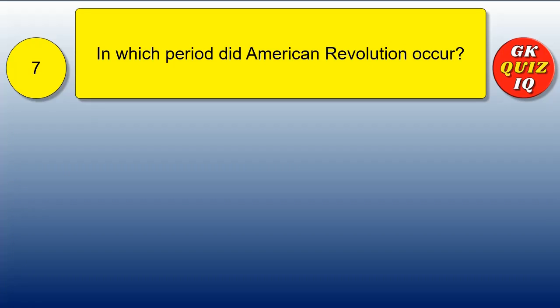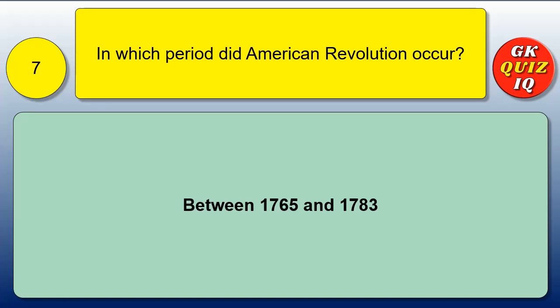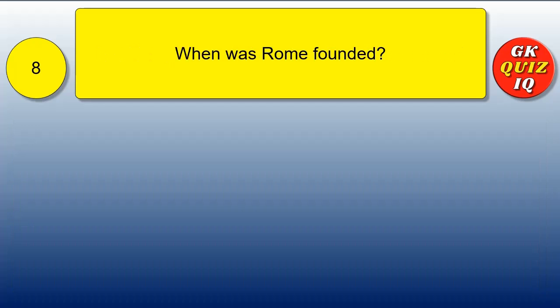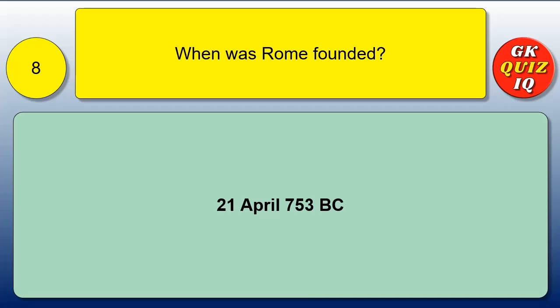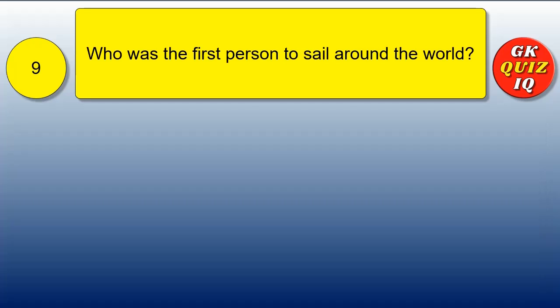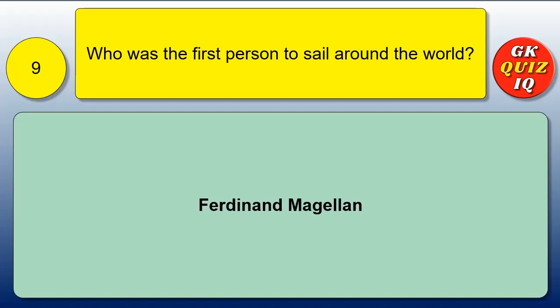In which period did American Revolution occur? Between 1765 and 1783. When was Rome founded? 21st April 753 BC. Who was the first person to sail around the world? Ferdinand Magellan.